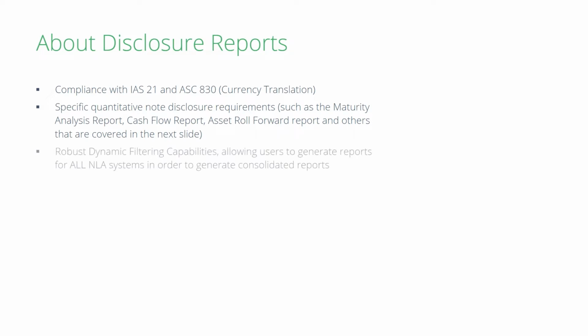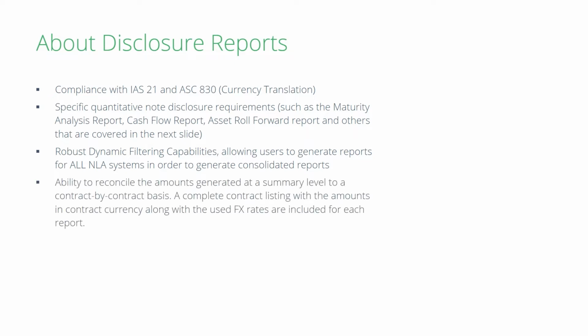There are robust dynamic filtering capabilities, allowing users to generate reports for all Nakisa Lease Administration configured systems in order to generate a consolidated view for the reports. The reports offer the ability to reconcile the amounts generated at a summary level to a contract-by-contract basis. A complete contract listing with the amounts in the contract currency along with the foreign exchange rates that are used are included in each report.